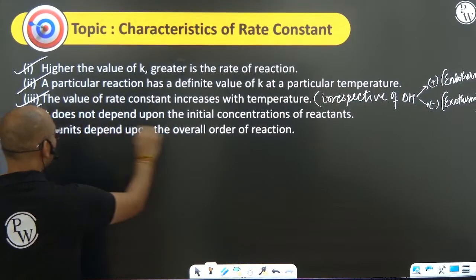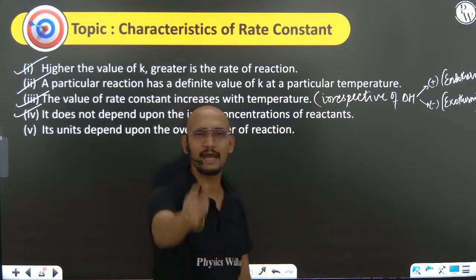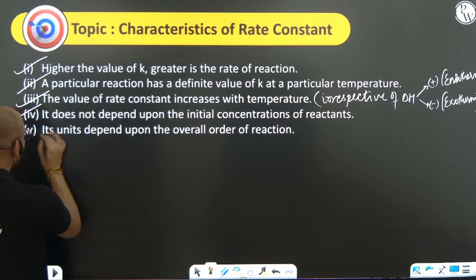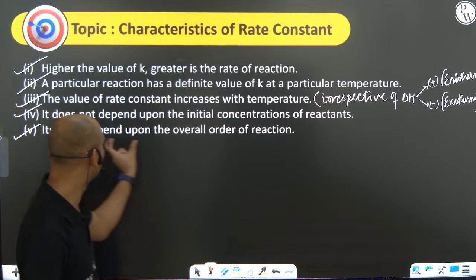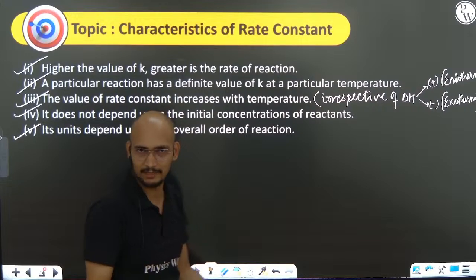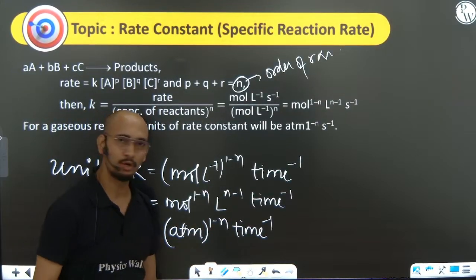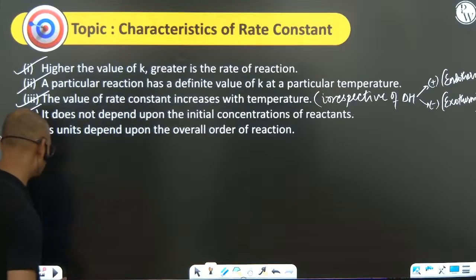Now, K does not depend upon the initial concentration of reactant. Whatever the reactant or product, it doesn't matter. It will not depend on it. Its unit depends on the overall order of reaction, as we have already seen, because in the unit it is coming as n, which is the overall order of reaction. Any doubt? I hope not.